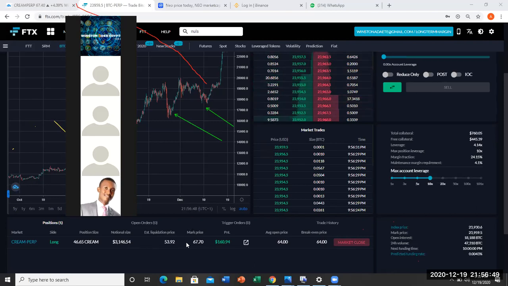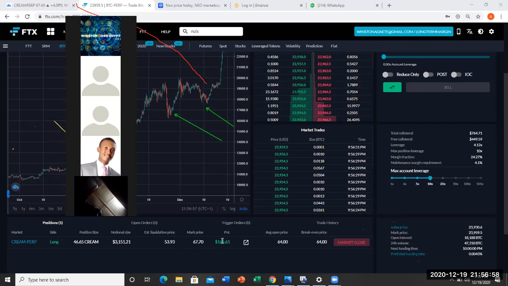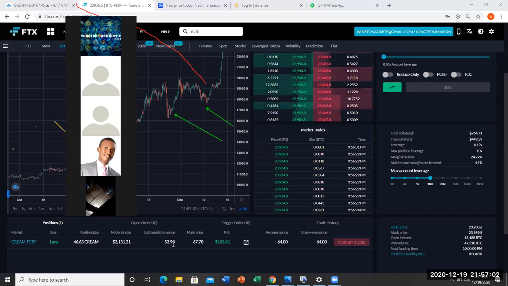Now, I mentioned something about the estimated liquidation price. This is the liquidation price. The liquidation price means that if this asset were to start falling and the price were to get to 53.93, now you know that. Look at this. If I were to close this trade the way it is, I would be seeing $760 in this account. And now the free collateral is the amount of money that is available for me to take new positions.